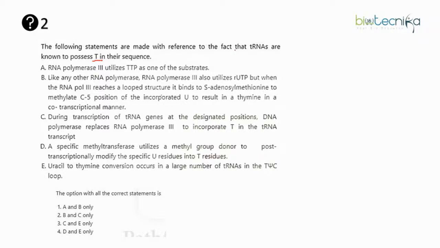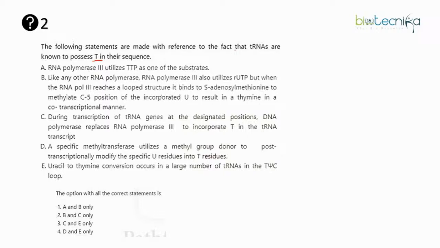So the options given here are: A, RNA polymerase 3 utilizes TTP as one of the substrates. B, like any other RNA polymerase, RNA polymerase 3 also utilizes UTP, but when the RNA polymerase 3 reaches a looped structure, it binds to S-adenosyl methionine to methylate the C5 position of the incorporated uracil to result in a thymine in a co-transcriptional manner.